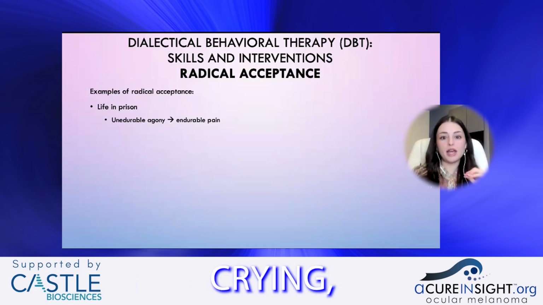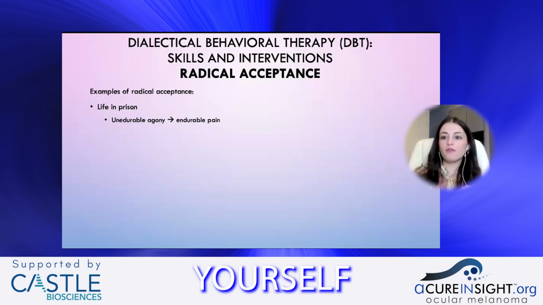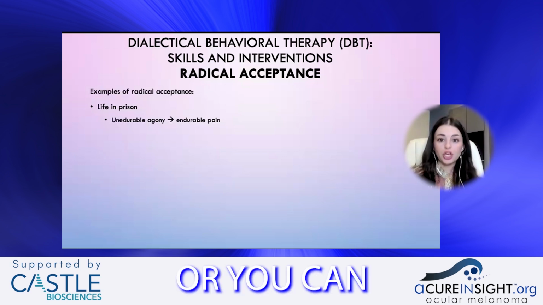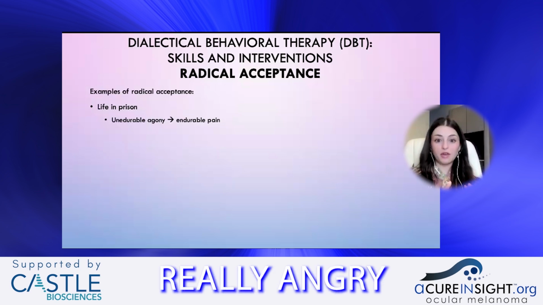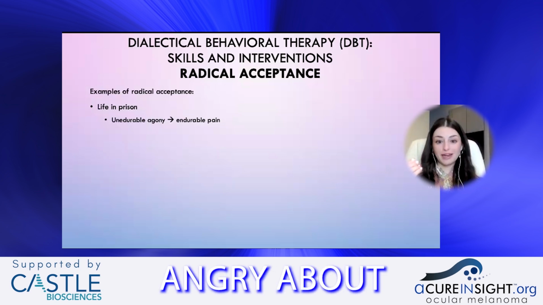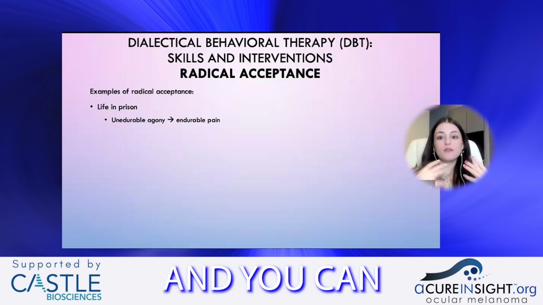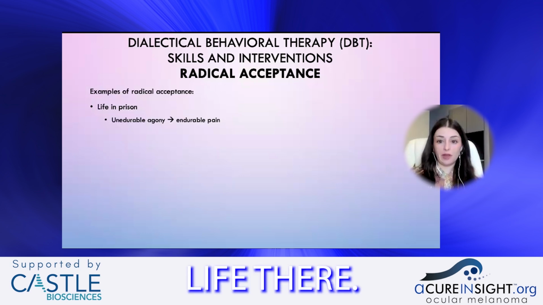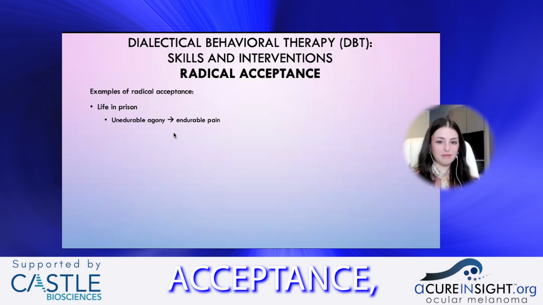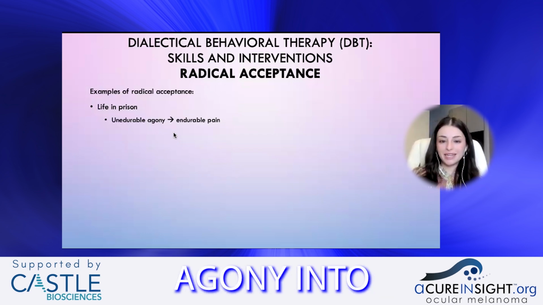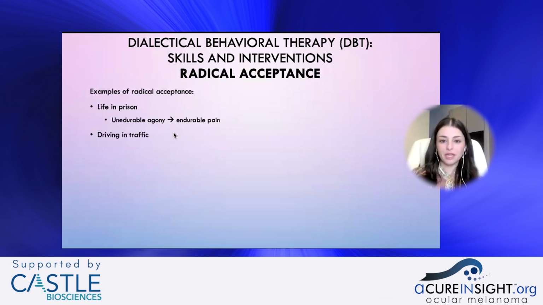You can spend every day crying, beating people up, beating yourself up, or you can radically accept the situation. Doesn't mean you're happy about it, right? You can be really angry about it. You can be angry about a situation and accept it, and you can find a way to build a meaningful life there. So, that's one example of radical acceptance. With radical acceptance, we can turn unendurable agony into endurable pain.